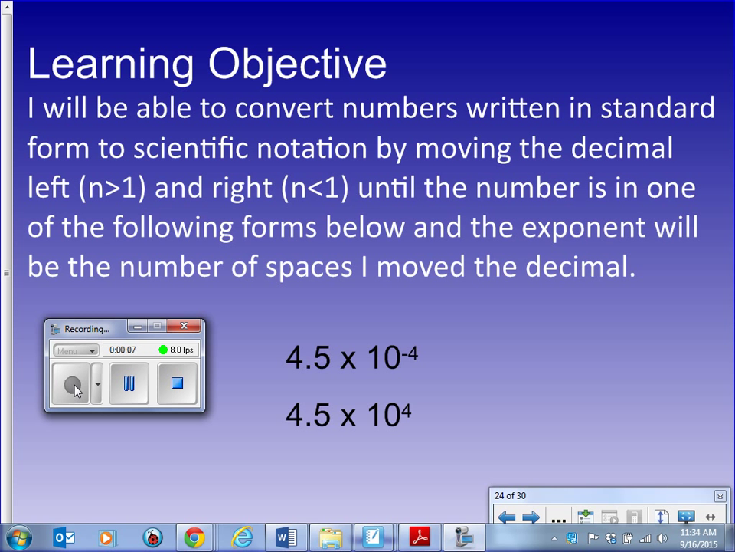What you should be able to say at the end of this video is that I can convert numbers written in standard form to scientific notation by moving the decimal left and right until the number is in one of the following forms below, and the exponent will be the number of spaces I move the decimal. I'm going to explain that more in a moment. So if that was very confusing, please don't worry about that. We are definitely going to get to that in just a moment.